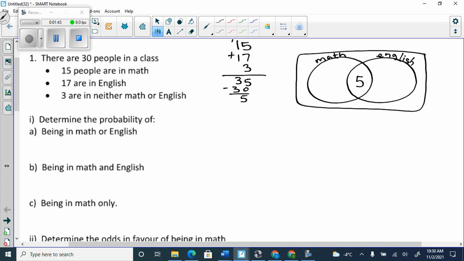In math, there should be 15. So how many are in math only? 10. In English, there should be 17. So how many are in English only? 12. And by themselves? 3.